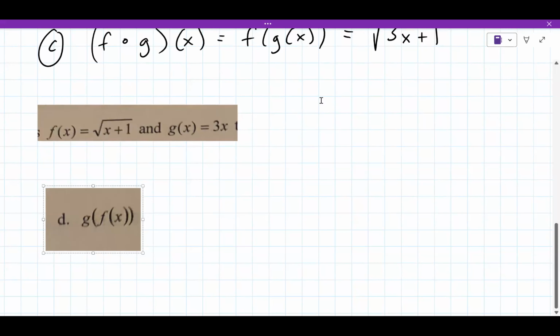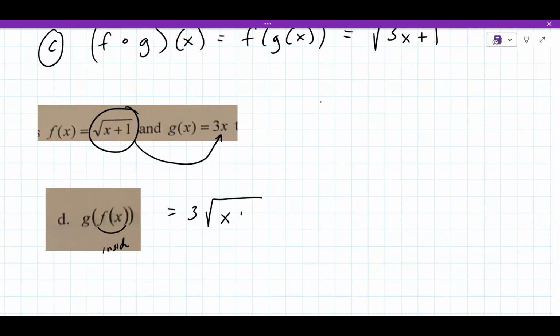But this one is going the other way. It's saying, take f of x. You always start with the inside one and put it in for x in the other function. So this becomes 3 square root of x plus 1. Got it. Any questions on that?